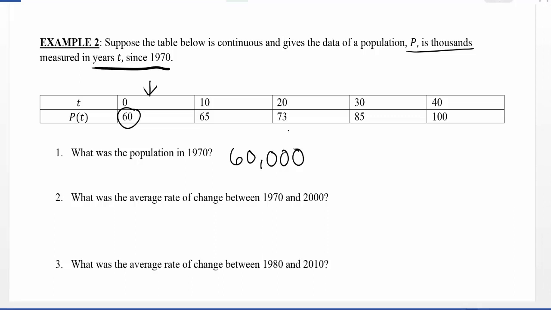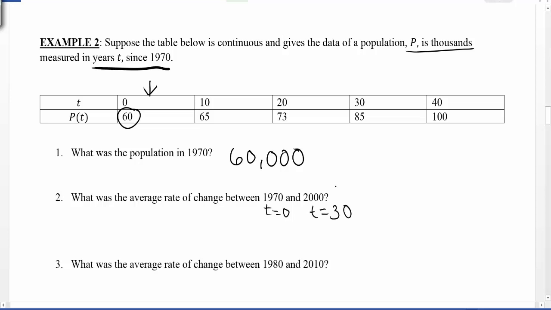If we want to consider the average rate of change of this population, we need to look between 2 given points. So in question 2, we're asking what was the average rate of change between 1970 and 2000. So we need to figure out what the corresponding t values would be so we can use our table. So remember, t is in years since 1970, which means that 1970 corresponds to t equals 0. And 2000 is going to correspond to t equals 30, because it would have been 30 years since 1970.